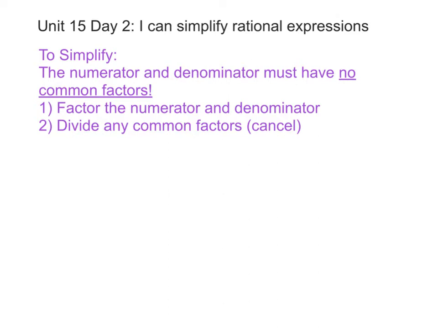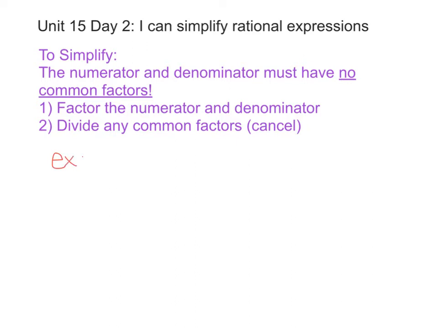I can simplify rational expressions. Yesterday in class, or yesterday's video, everything was already factored for you. Today, however, it's going to be a little bit more tricky. The numerator and denominator must have no common factors. That's how you know it's simplified. The steps we're going to take: factor the numerator and denominator, and divide any common factors. So let's look at what that might look like.